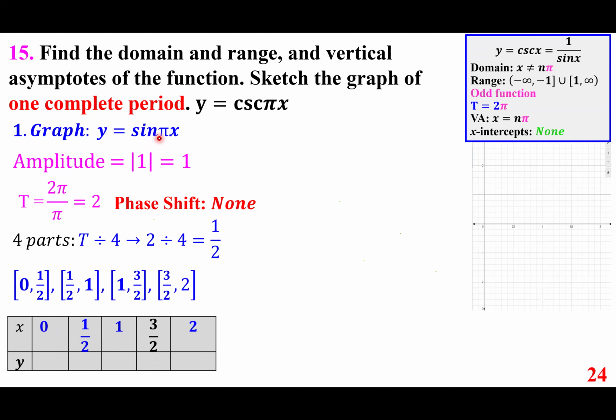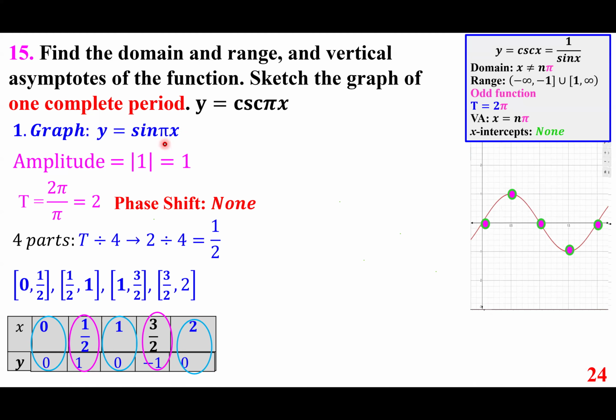If I plug in 0, I get sine of 0. If I put 1/2, sine of pi over 2, 1. If I put 1, sine of pi is 0. If I put 3/2, sine of 3 pi over 2 is negative 1. If I put 2, sine of 2 pi is 0. And those are easy graphs. Plot those 3 points, the x-intercepts, and then the other 2 points. That's your sine. Now, as far as graphing the sine is concerned, it is easy.